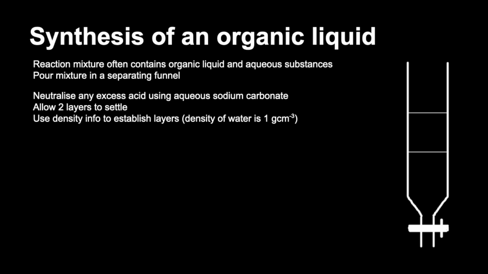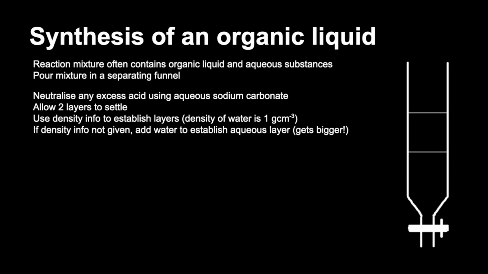And just remember that the density of water, of aqueous substances, would be 1 gram per cubic centimetre. So if the organic substance that you're making has got a density higher than 1, then it's going to be the lower layer. If it's less than 1, it's going to be the upper layer. The organic layer is not always upper or lower. It all depends on the relative density compared to water. If the density information isn't given, there's a little trick you can do. You can add water to establish the aqueous layer, because obviously the water is going to make the aqueous layer get bigger. So once you've established which one is the organic layer, you collect that.